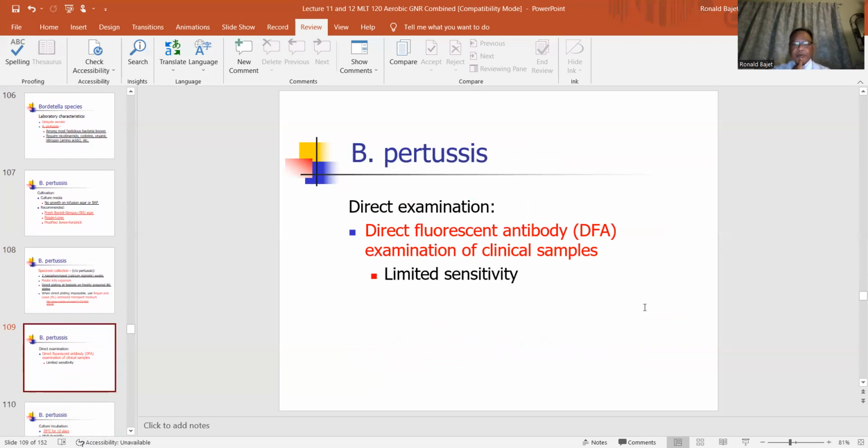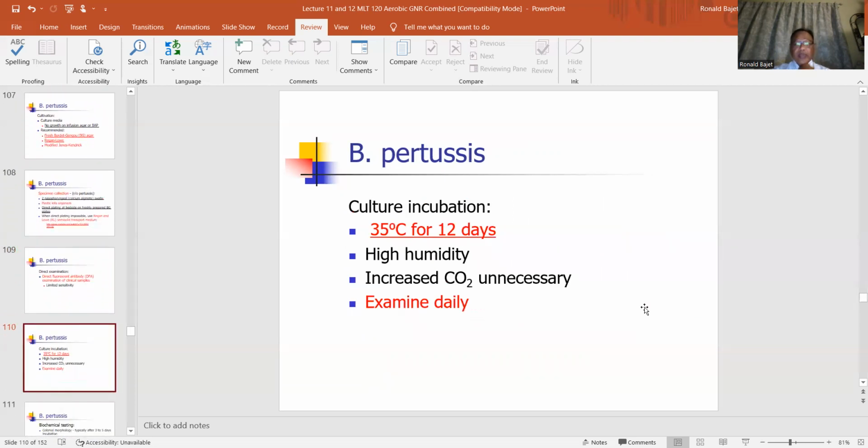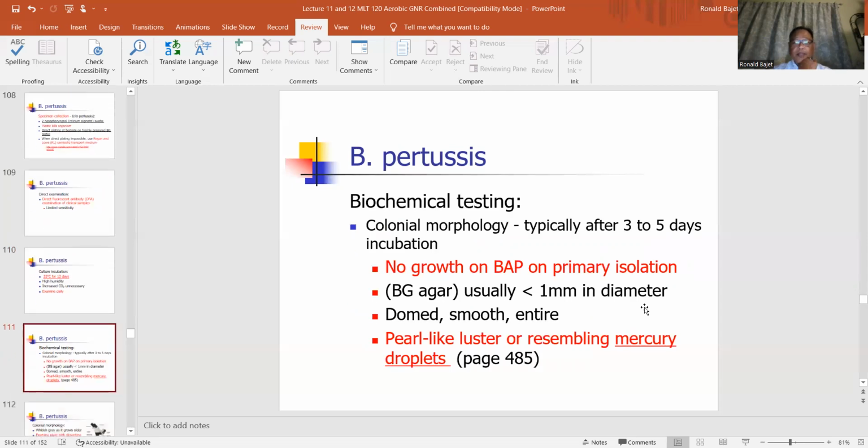Also, you can use direct fluorescent antibody to see the organism from clinical samples. You incubate it at 37 degrees for 12 days. So Bordetella is a 12-day incubation, but you need to examine it daily. Again, no growth on blood on primary isolation.